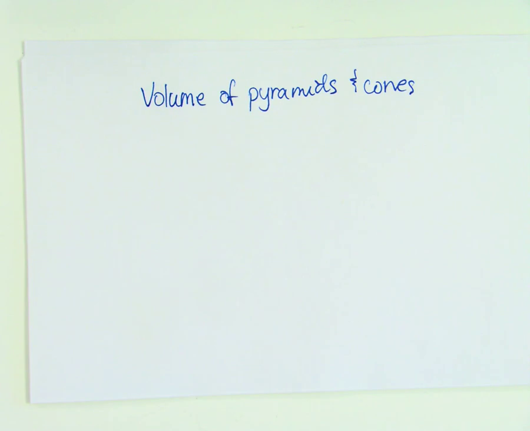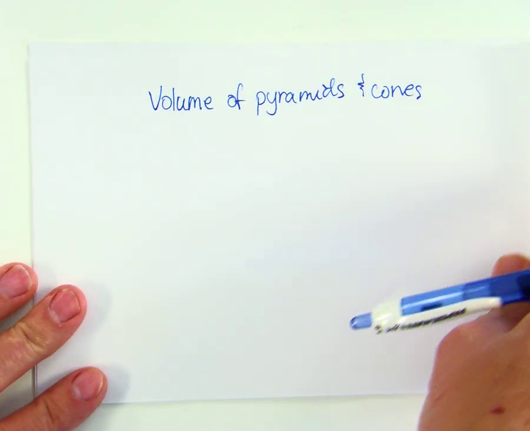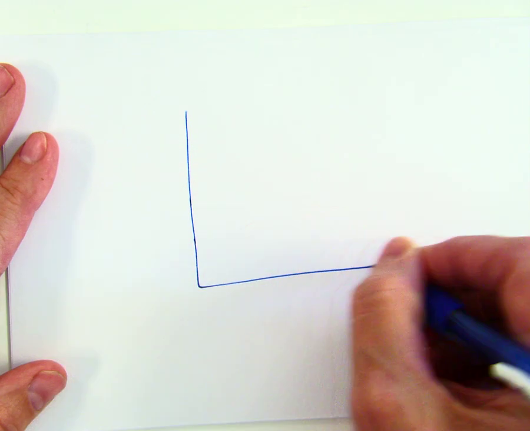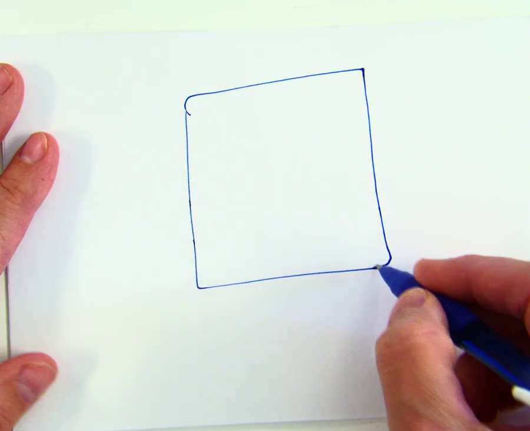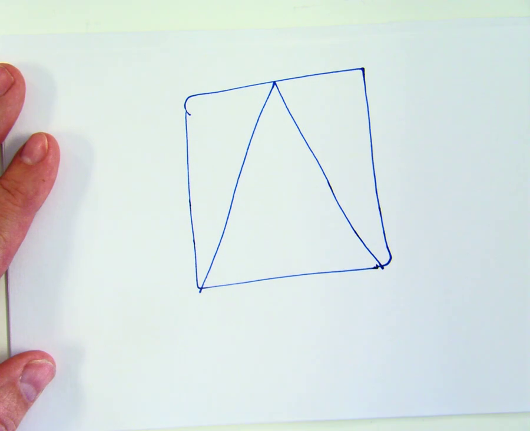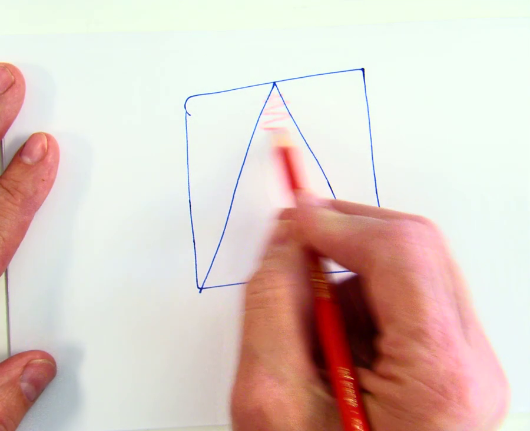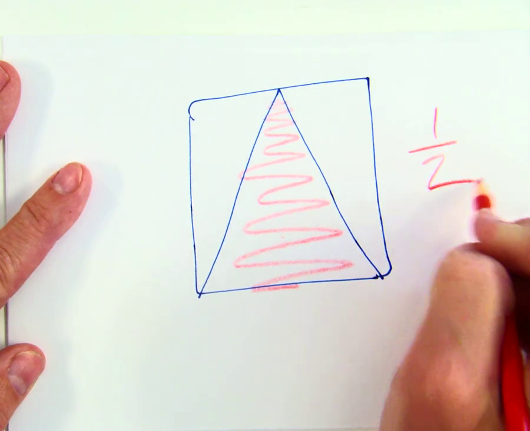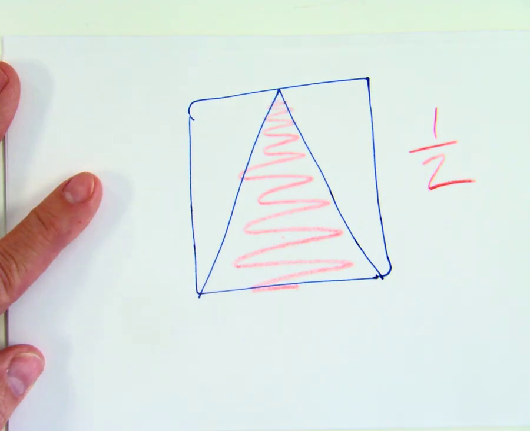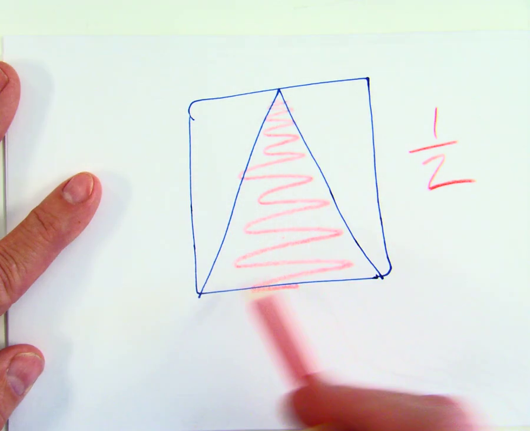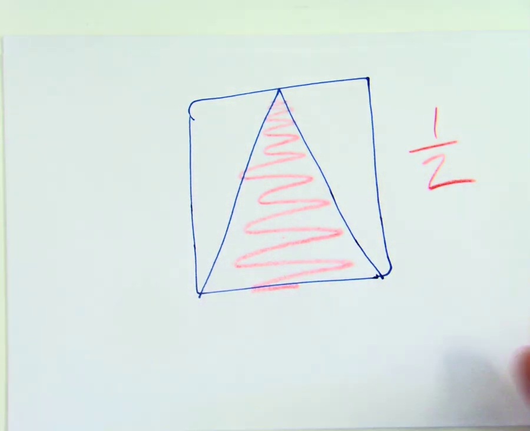This will be the volume of pyramids and cones. Let's start with a thought back to when we were doing triangles. We recall that whenever you have a triangle, it's possible to place it into the smallest rectangle that you can, and that once you do that, the triangle is half of the area of the rectangle. Again, the triangle that just fits in a rectangle is half of it.